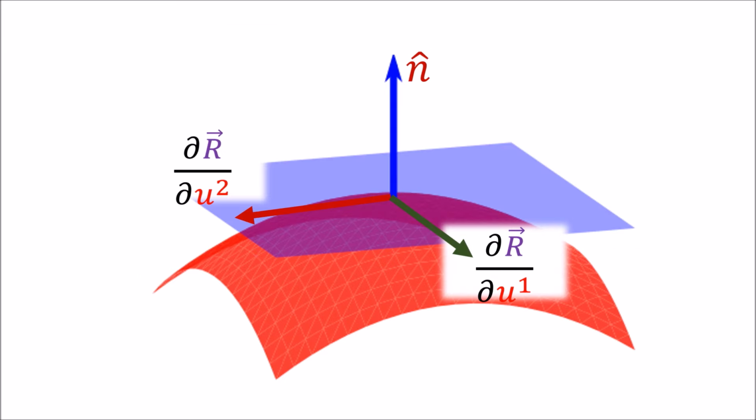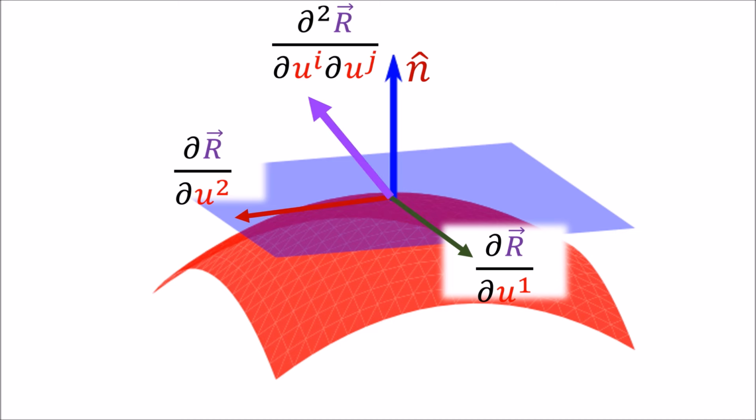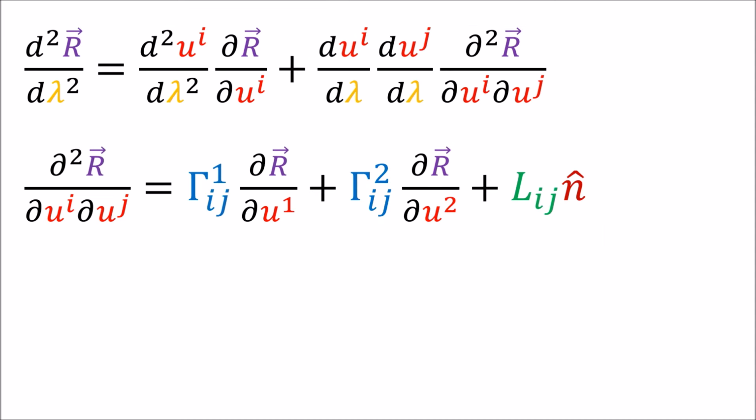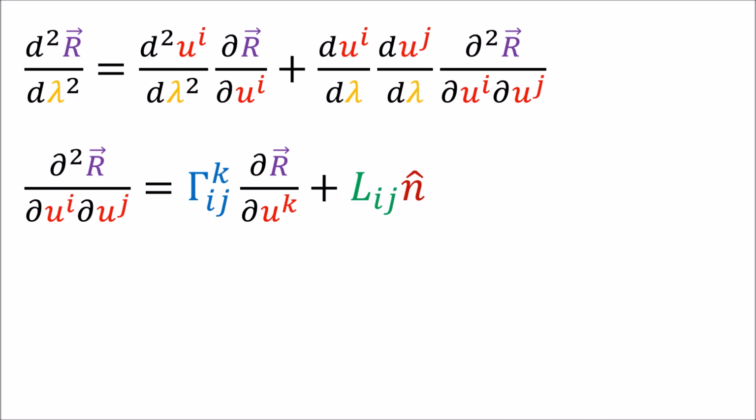So here is our 3D vector basis with the surface normal vector and the two tangent vectors. If this is the second order derivative vector that we want, then gamma 1 ij would be this component along the first tangent vector. Gamma 2 ij would be this component along the second tangent vector direction. And L_ij would be this component along the normal direction. Okay, so we have this formula here for the second order derivative vectors. And I'm going to group these two terms together using Einstein notation with a sum over k to make things even more compact.